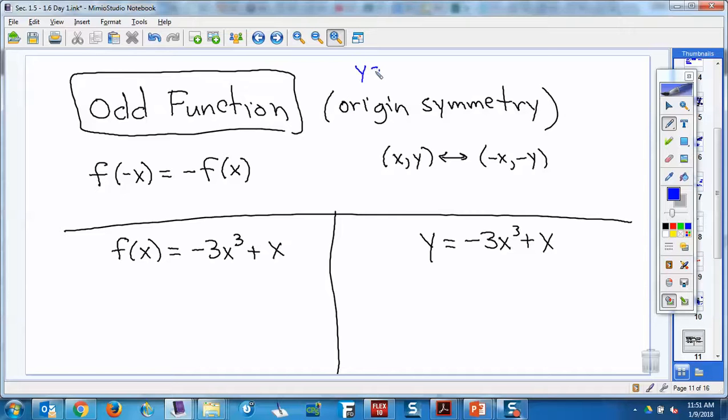y equals x cubed is a really good example of origin symmetry. It comes up here, does this, does that. And that's where we said you put in an x, get out y, you put in negative x, you get negative y. So maybe that's a way to remember odd function, origin symmetry. x cubed is an odd power. So I've just put down an example here to check.